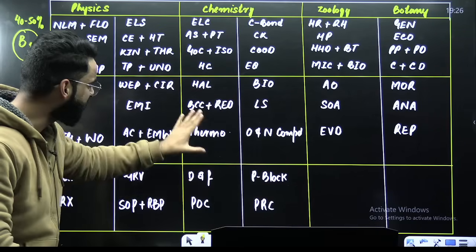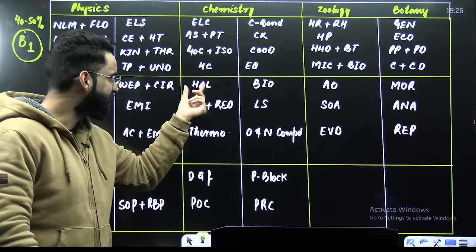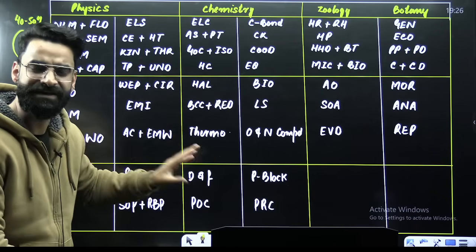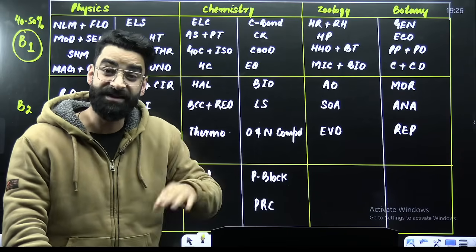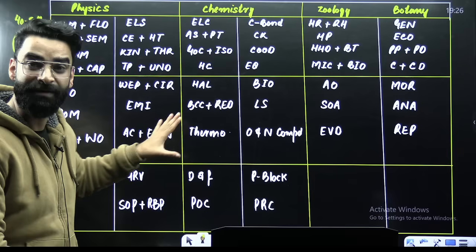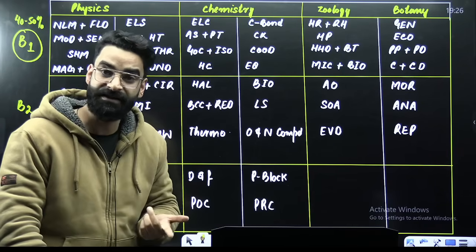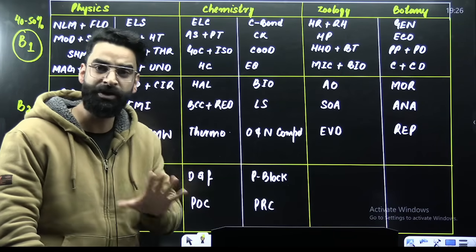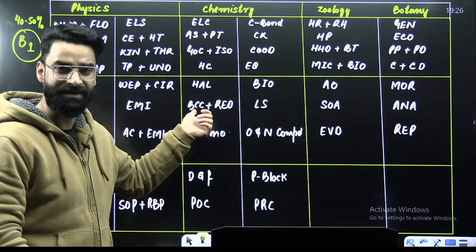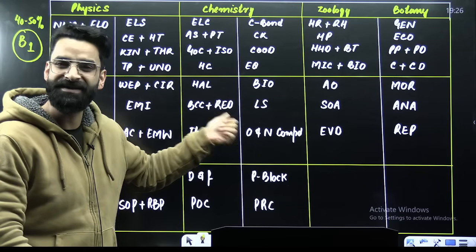Now you must be thinking, what are these abbreviations, what are these letters which I mentioned over here? I've given the abbreviations in the comment section of this video, as well as in the description box of the video. So please check these abbreviations in the description box as well as the comment section, wherein you'll get to know what this WEP means, what this BCC means, which is basic concepts of chemistry. RED stands for redox reactions.